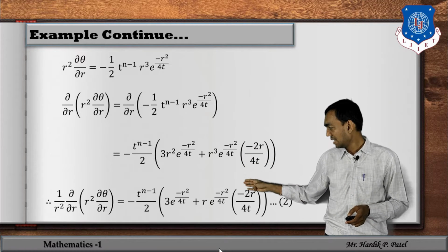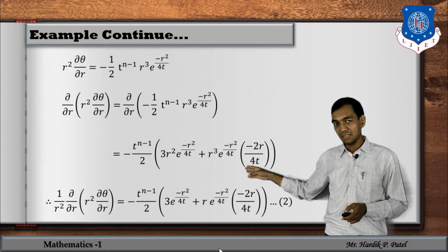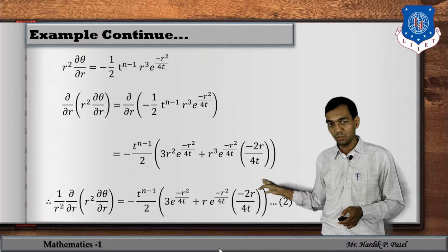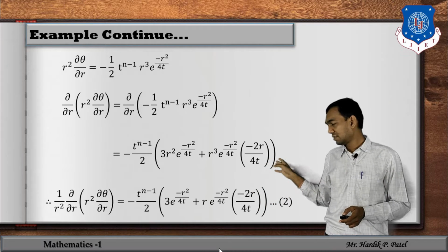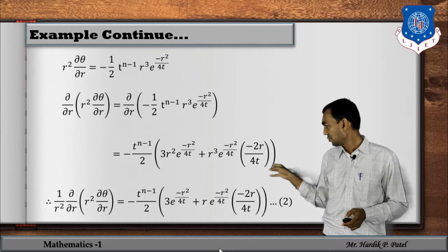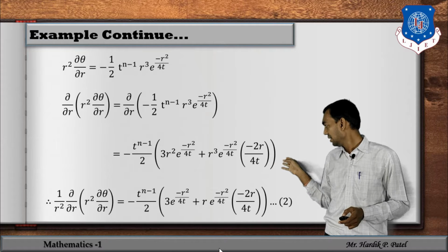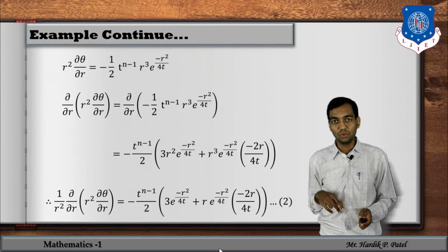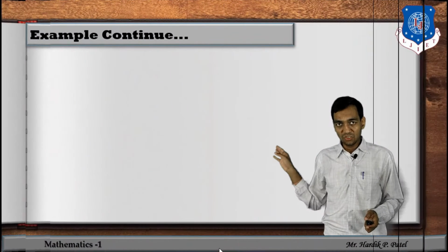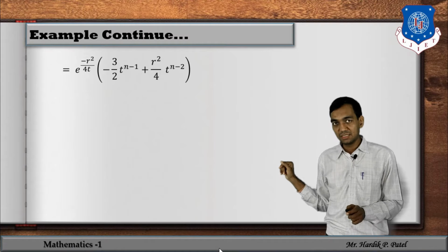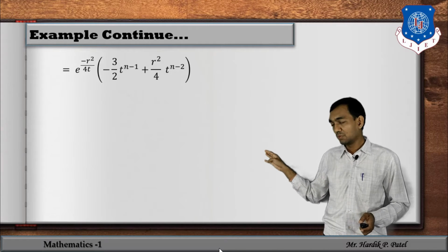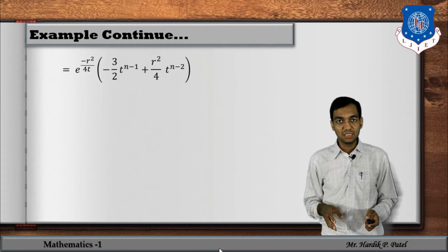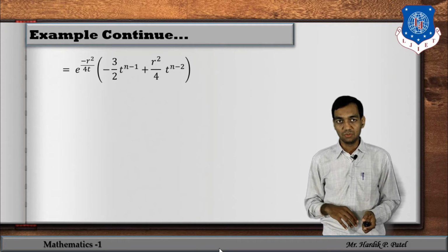r square del by del r into the bracket r square del theta by del r is equal to minus t raised to n minus 1 upon 2 into the bracket 3 e raised to minus r square by 4t plus r into e raised to minus r square by 4t into the bracket minus 2r upon 4t. Now e raised to minus r square by 4t common out, and simplifying this term, that will give e raised to minus r square by 4t into the bracket minus 3 by 2 t raised to n minus 1 plus r square by 4 into t raised to n minus 2.